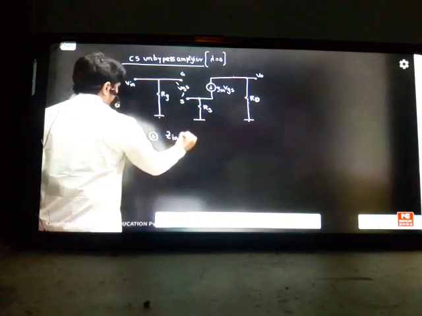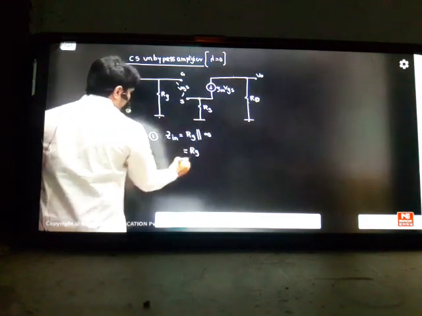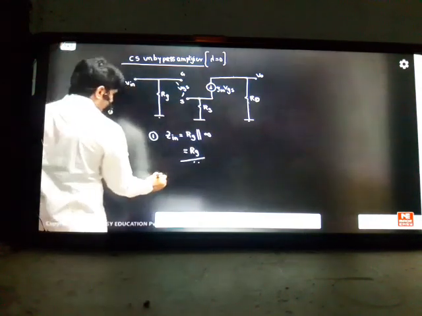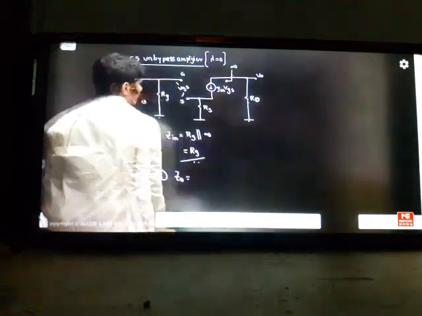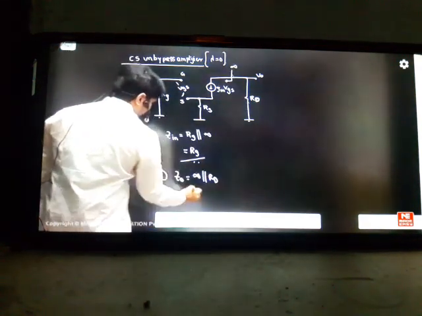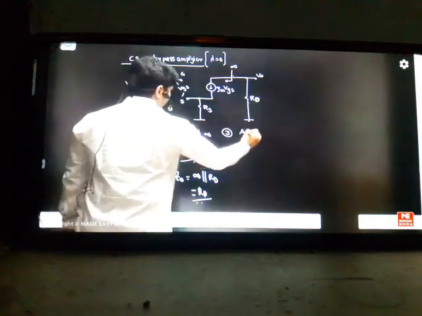Input impedance, the answer is RG. This is RG parallel to infinite. This is infinite, so the answer is RG. This is the input impedance in the MOSFET. Second one, output impedance. You know that this impedance we got as infinite. So infinite parallel to RT will be equal to RT. Second answer is completed.